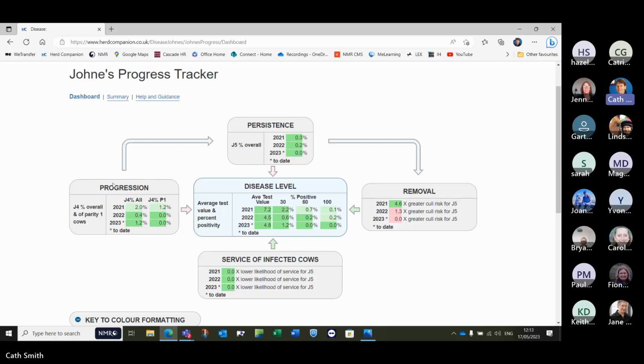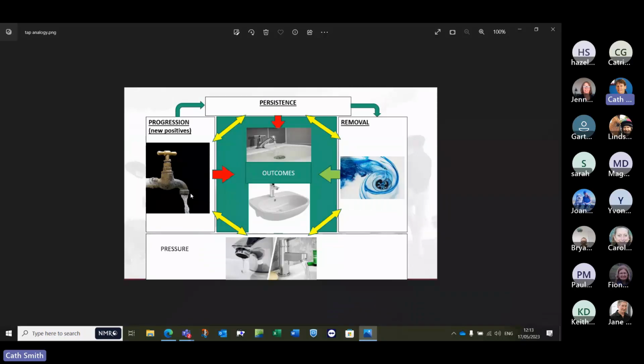Progression, what's coming through that's new? So J4s creeping up, suddenly becoming a J5, and J4s P1. So P is parity in this case. So lactation 1 heifers calving in, bringing that disease in with them. So possibly infections through their dams and so on. So that is your pressure on your tap. How fast is that tap and how hard is that? No, that's pressure. Sorry. It's progression, how fast that tap is running.